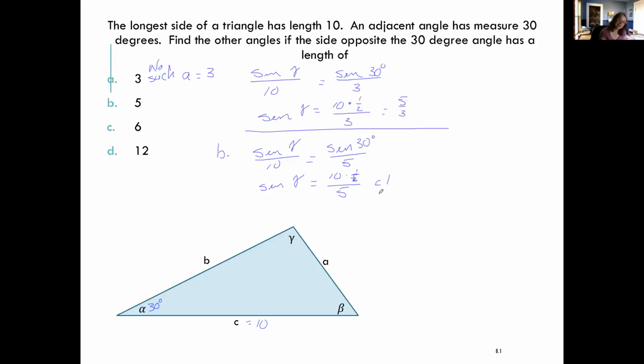So now we think about what angle in the first or second quadrant has a sine equal to 1. And we recall that that would be 90 degrees. So in this case, gamma equals 90 degrees. We can use the fact that our angles have to add up to 180 to find that this is a 30, 60, 90 degree triangle. Okay?